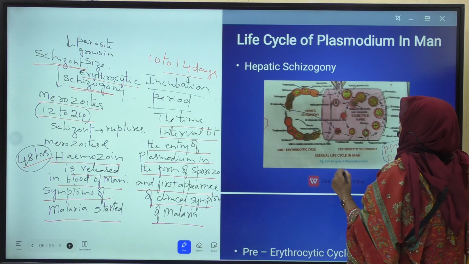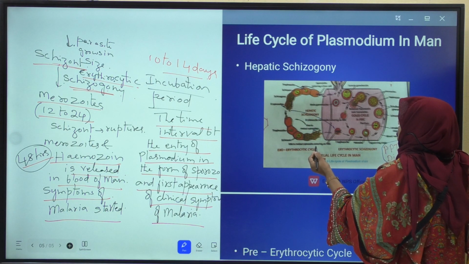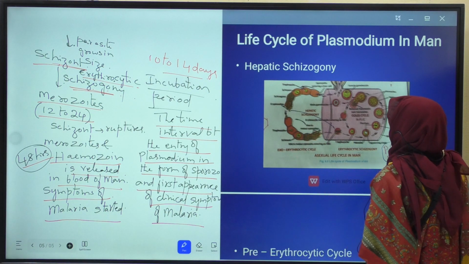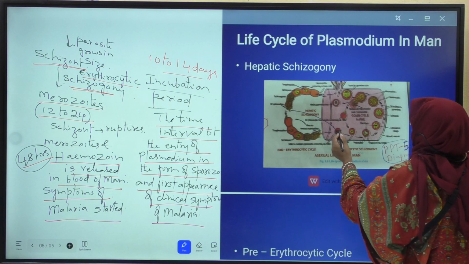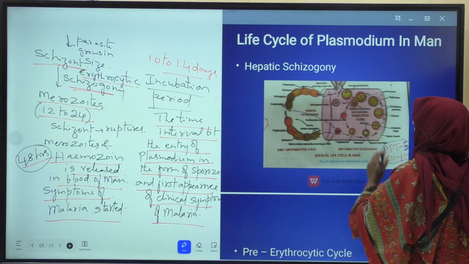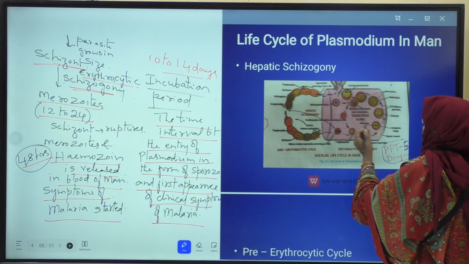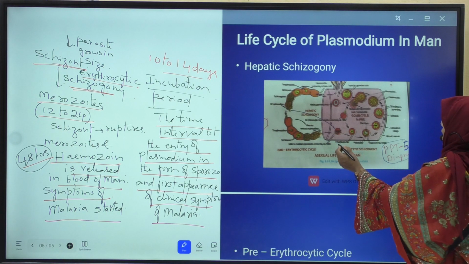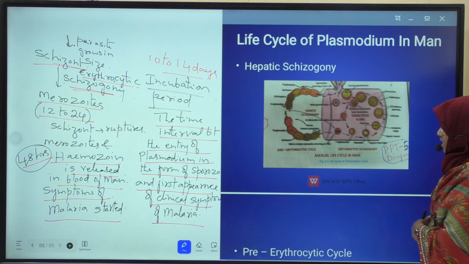pre-erythrocytic cycle or micrometacryptozoites of the exoerythrocytic cycle. When these cryptozoites enter into the RBC of man, they transform into spherical shape. Now they are called trophozoite stage.